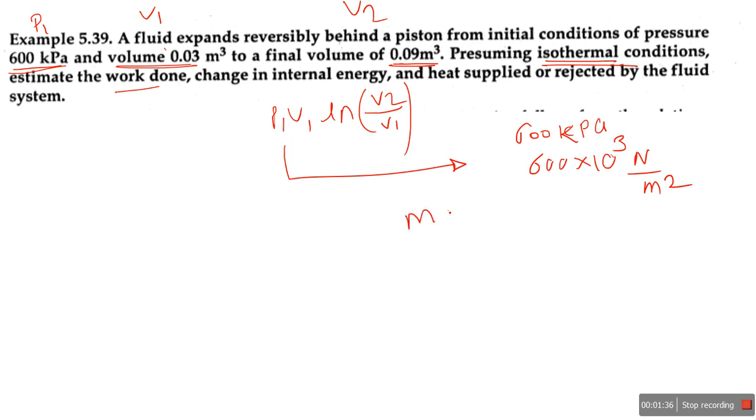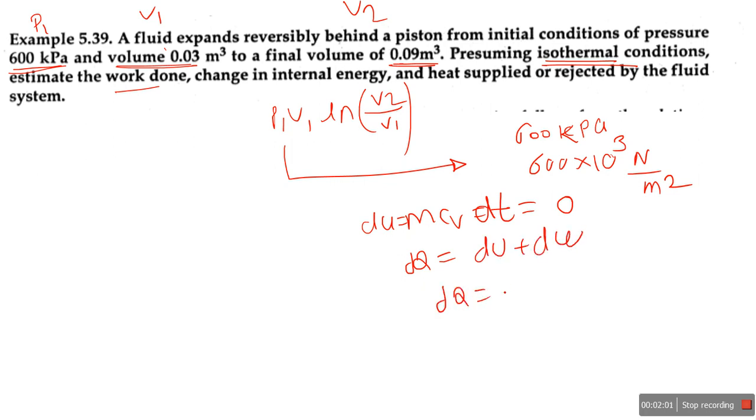Change in internal energy is simply m cv delta T. But this is an isothermal process, so the change in temperature, delta T, where T1 is equal to T2, is 0. Then heat supplied: dQ is equal to change in internal energy plus work done. So the amount of heat supplied is directly utilized for work done. So dQ is equal to dW. We already calculated dW in the previous step.